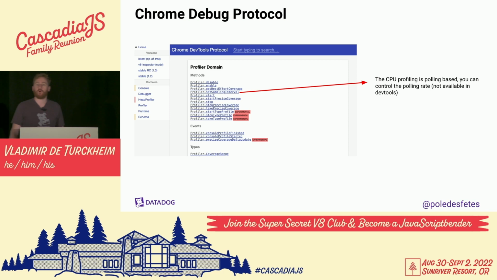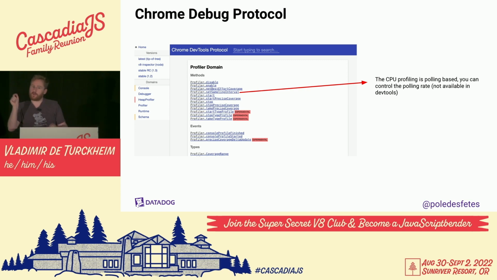Basically, it works by polling. It checks every n milliseconds what is the current function running and what is the call stack for this function. And it will just say, hey, this function is running, this has been running from then to then because I have seen it in that many consecutive ticks.